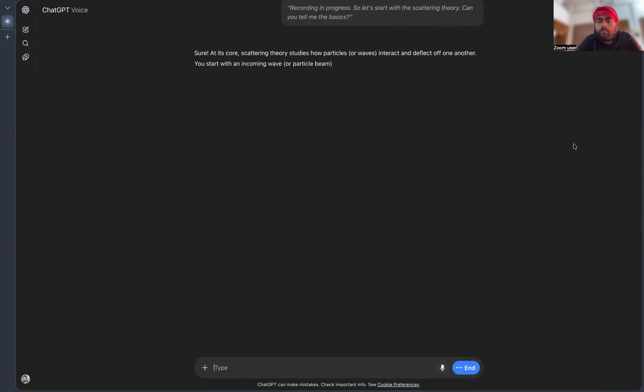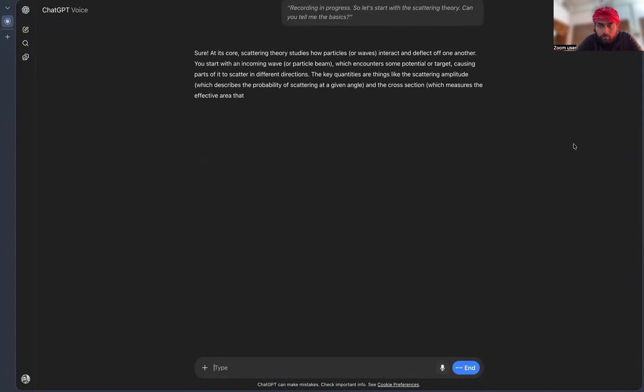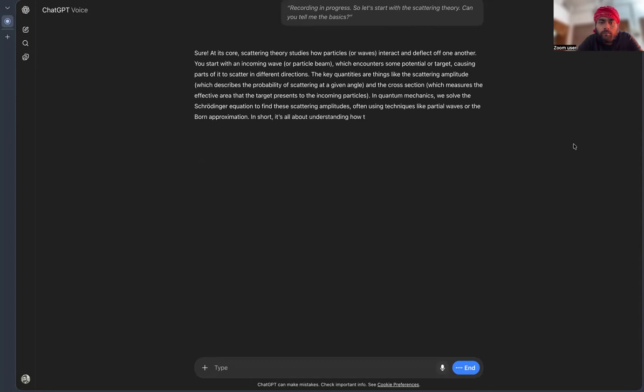You start with an incoming wave, or particle beam, which encounters some potential or target, causing parts of it to scatter in different directions. The key quantities are things like the scattering amplitude, which describes the probability of scattering at a given angle, and the cross section, which measures the effective area that the target presents to the incoming particles. In quantum mechanics, we solve the Schrodinger equation to find these scattering amplitudes, often using techniques like partial waves or the Born approximation. In short, it's all about understanding how things bounce or spread when they interact.